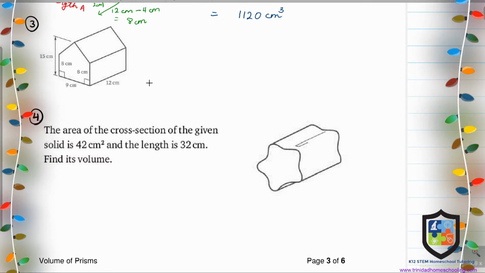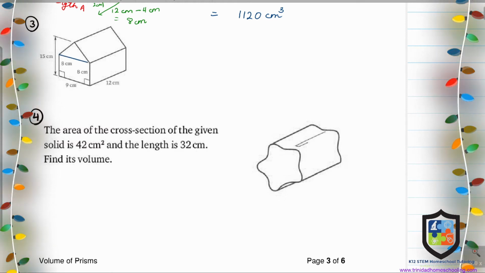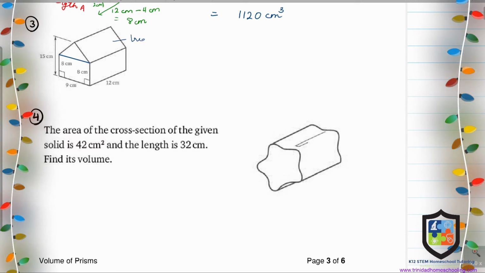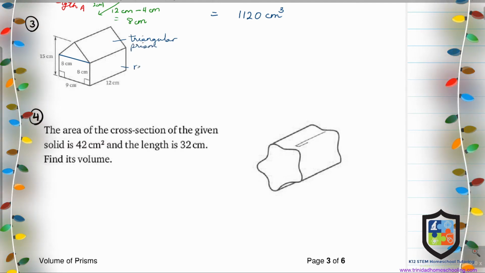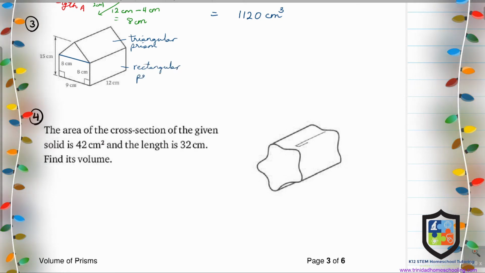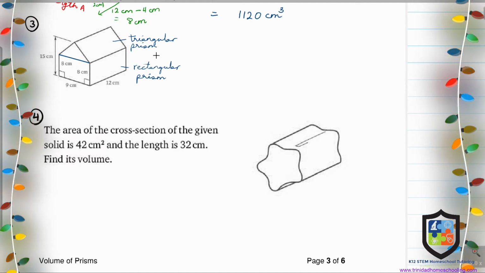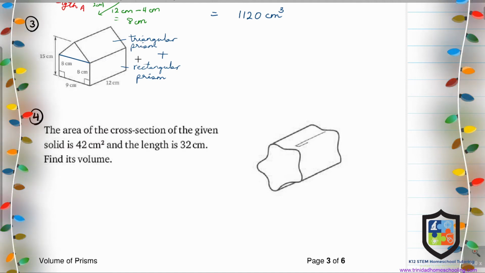Well, we're seeing something triangular there, so I could draw a line here, and I have two shapes. I have a triangular prism and I have a rectangular prism. Right, so to find the total volume of these two, well, the single compound shape would be to add the volumes of the two.